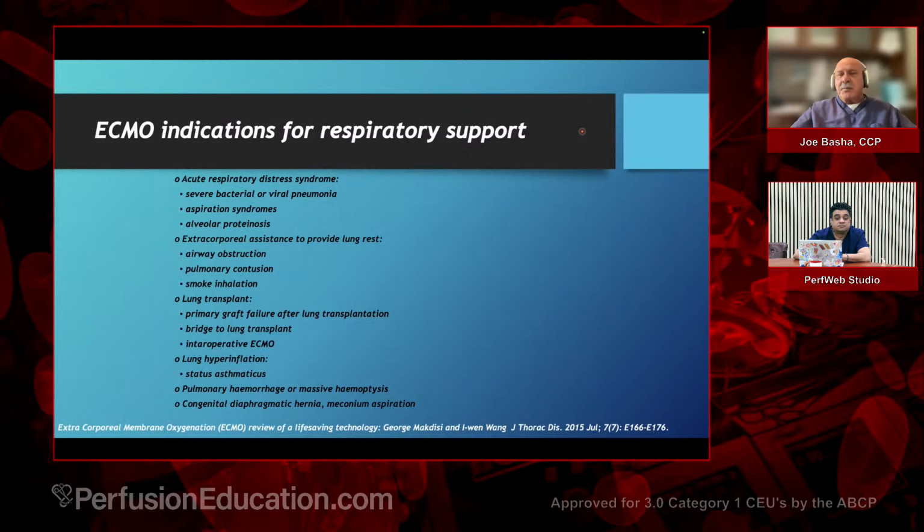Indications for respiratory support are fairly straightforward. Any kind of pneumonia, whether it be bacterial or viral. Aspiration pneumonia is very, very common. You have alveolar proteinosis.